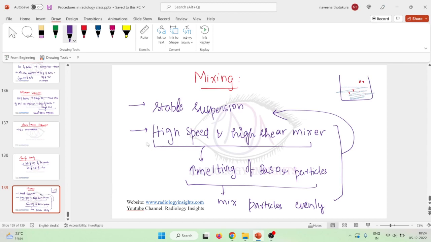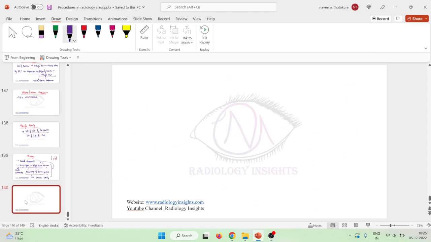This mixing should be done for at least 15 minutes continuously in order to assure stability. Before we administer the suspension, we have to make sure that the suspension produced is stable, meaning the barium sulfate particles are equally distributed in the suspension. For that we use a high speed and high shear mixer. This is how we mix.